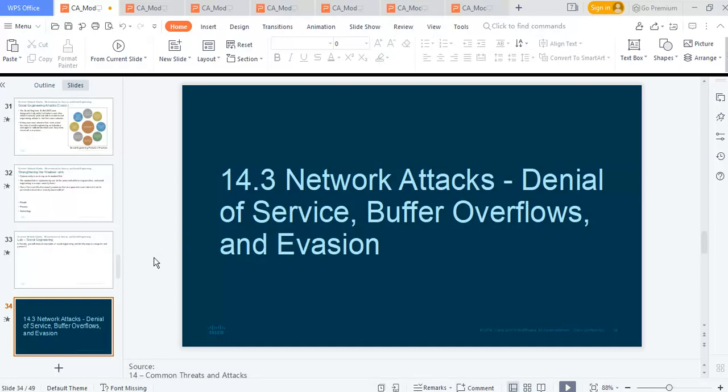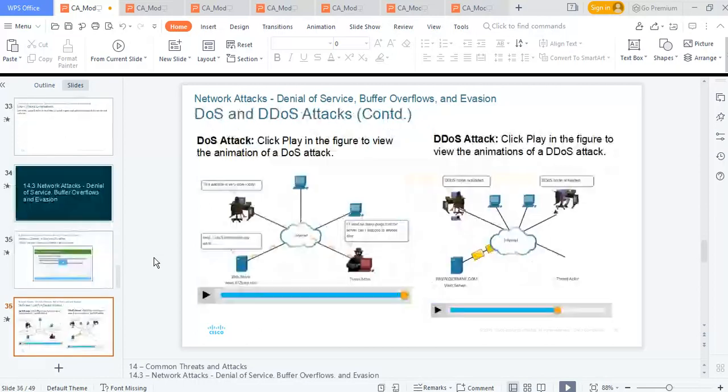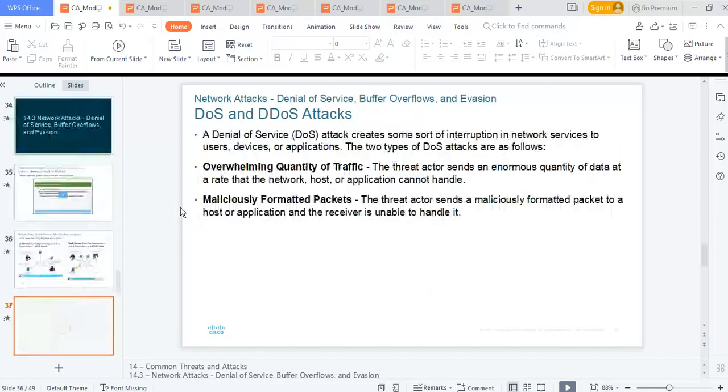Okay, denial of service, buffer overflow, and evasion. I've already explained denial of service, so you can explore that 2 minutes video to have more idea about it. But there's a difference between denial of service and distributed denial of service. A denial of service is where you have a one-to-one attack. A distributed denial of service is where you have a many-to-one attack. So you have one target, but you have hundreds, if not more than that, trying to attack one PC. So you have two short videos also, 2 minutes on the LMS. Please watch them to see how this attack can be simulated.